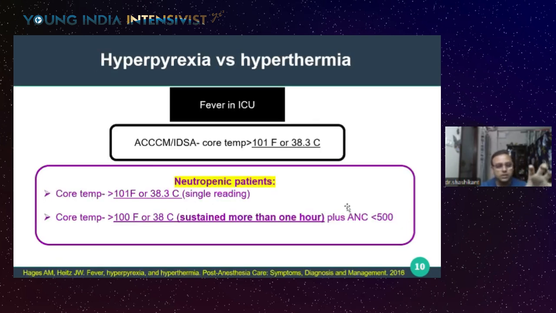So let us come to the main topic of this talk, hyperpyrexia and hypothermia. Before that, let us have a relook at the definition of fever in ICU. As per the American College of Critical Care Medicine or IDSA, a core temperature above or equal to 101 degrees Fahrenheit or 38.3 degrees Celsius is considered as fever in ICU. But in neutropenic patients, a single reading of the same cutoff, or a temperature of more than 100 degrees Fahrenheit or 38 degrees Celsius which is sustained for an hour, with an absolute neutrophil count of less than 500, is considered fever.